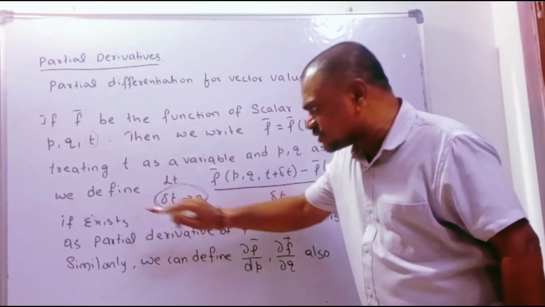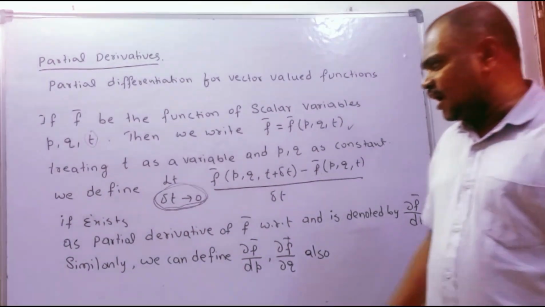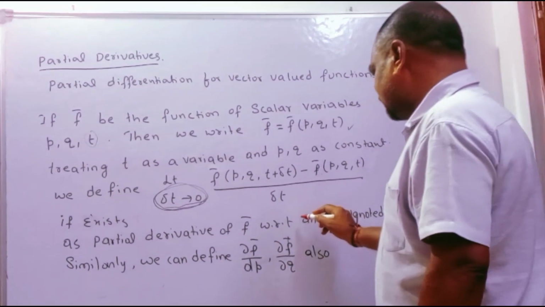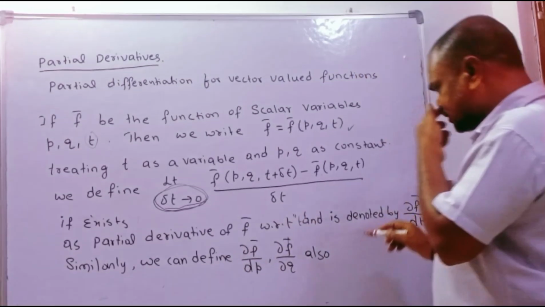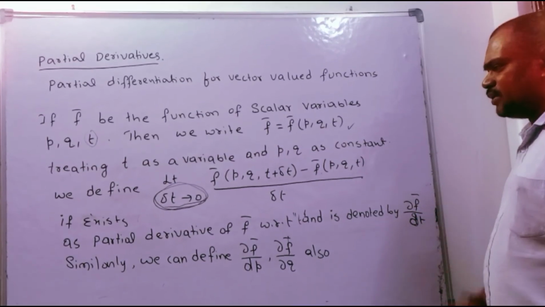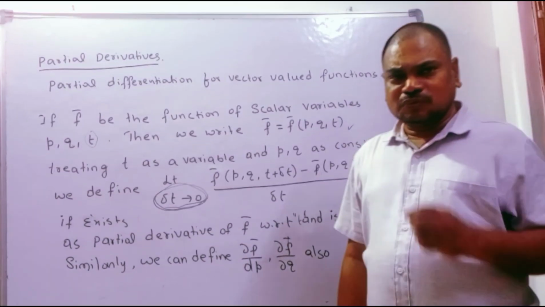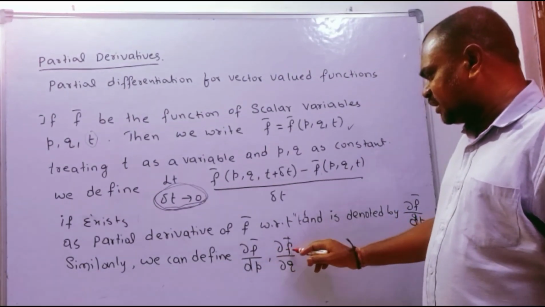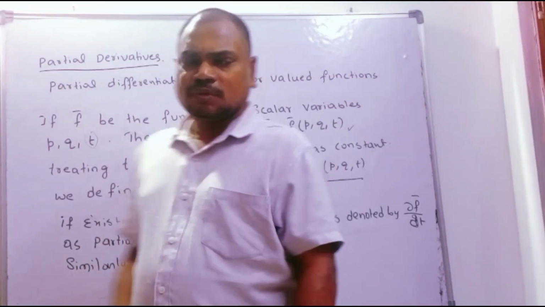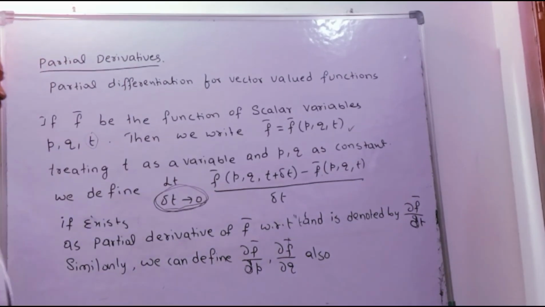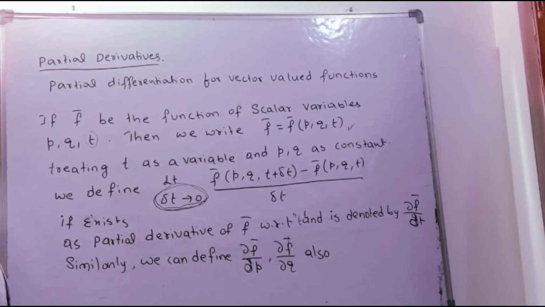If it exists, it is the partial derivative of f bar with respect to t, and is denoted by dou f bar by dou t. So we similarly define dou f bar by dou p, and dou f bar by dou q also. This is the definition of the partial derivative.